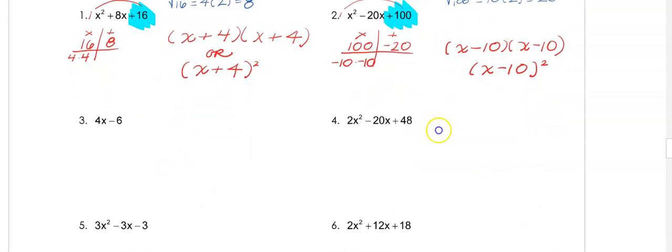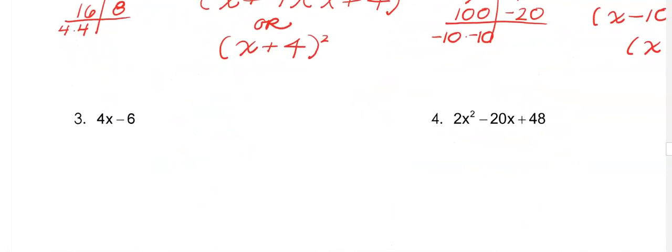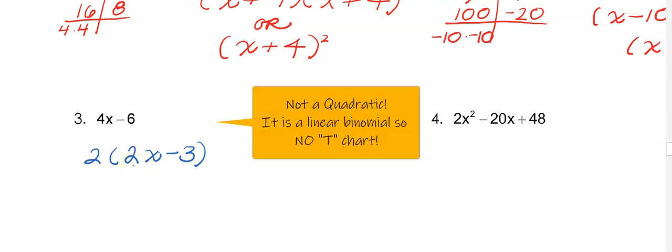Let's move on to number 3. Number 3, first of all, it's not even a quadratic. It's a linear term with 2 terms, so it's a linear binomial here. And the only thing we could do is pull out a GCF. Both of these numbers, 4 and 6, have a 2 in common. Now, if I pull that out, there's no way of factoring this anymore because I don't have an x squared or a quadratic.